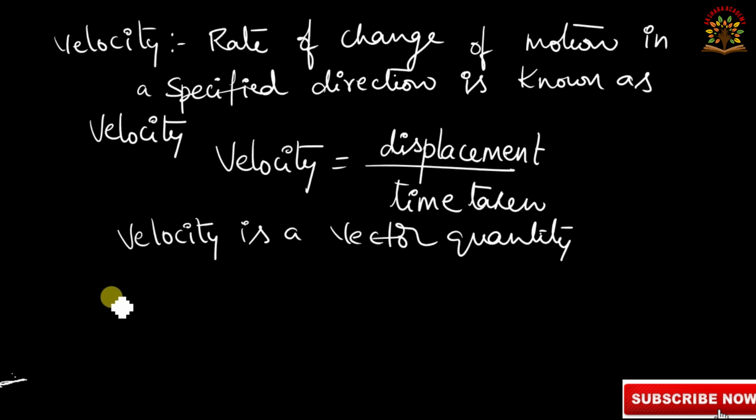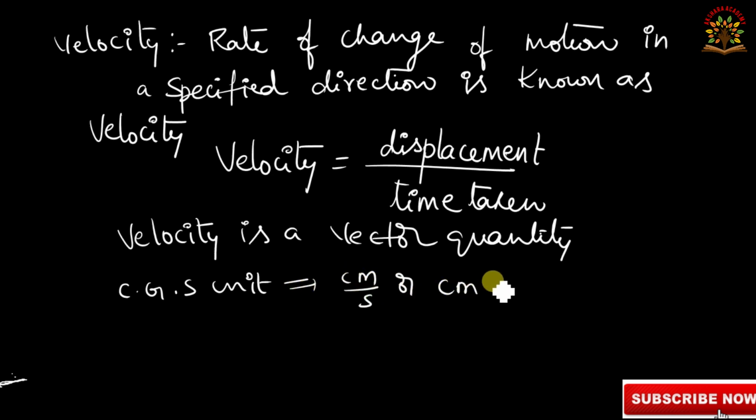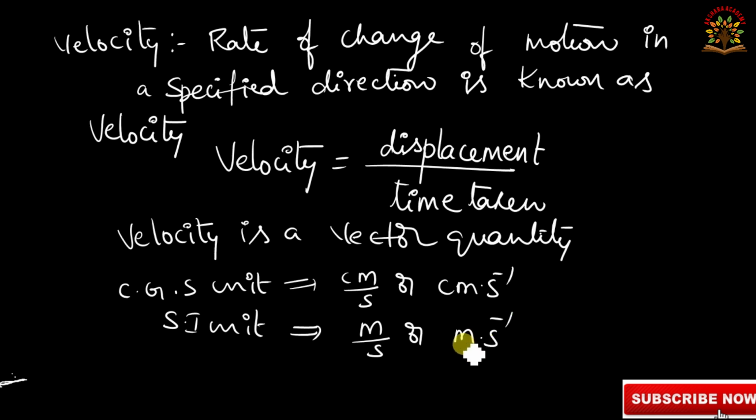The CGS unit of velocity is centimeter per second. The CGS and SI units of speed and velocity are the same. The CGS unit of speed is centimeter per second. The CGS unit of velocity is also centimeter per second. Why? Because distance and displacement have the same units. So that's why the CGS unit of velocity is also centimeter per second, or centimeter second inverse. The SI unit of velocity is also meters per second, or meter second to the power of minus 1, or meter second inverse.